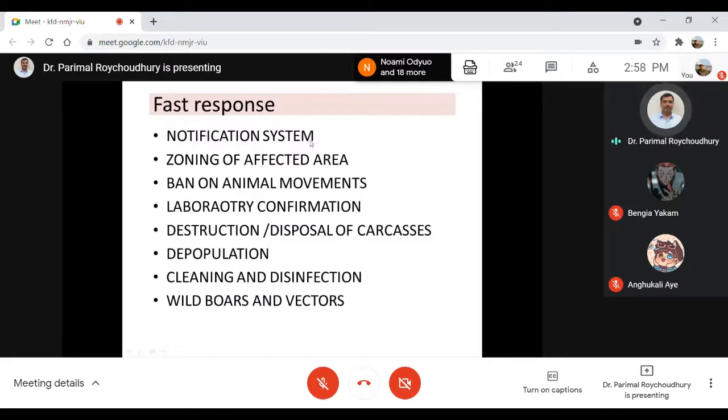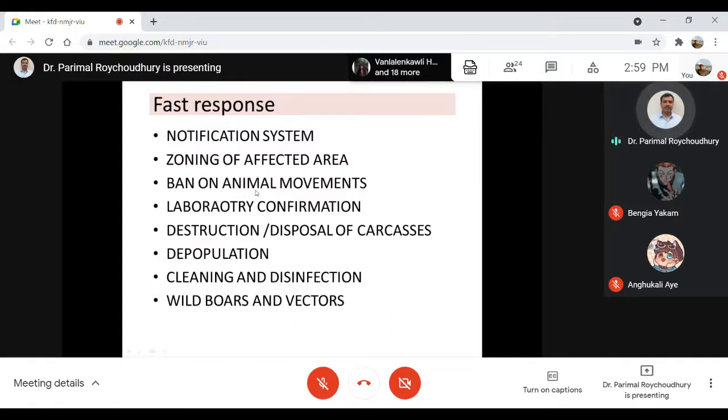So the first response we can make is a notification system. Any outbreak, we must record immediately, and immediately take measures to restrict and kill all the animals and prevent the spread to other areas. This is what I guess the government is doing at present. Zoning of the affected areas: animal movement, even vehicular movement carrying live animals, should be restricted from one zone to the other. The ban on animal movement probably was not maintained properly, which is why the outbreak occurred. However, at the beginning, of course, no outbreak was there because of restricted animal movement.